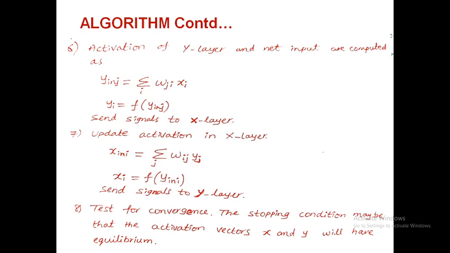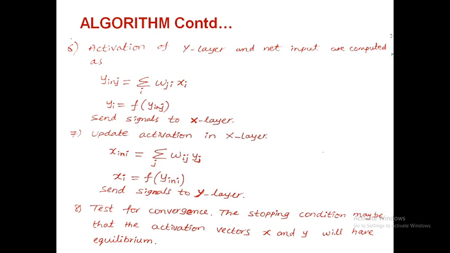Net input to the Y layer is nothing but the sum of the product of the weights and the corresponding inputs. So Y_in_j, taking the sample index as j, where j can vary from 1 to m or 1 to n, is the net input at the jth node or jth neuron, equal to the summation over i of Wji into Xi. The sum of the product of the weights and corresponding inputs gives the net input.